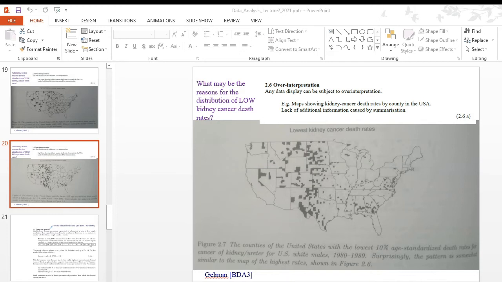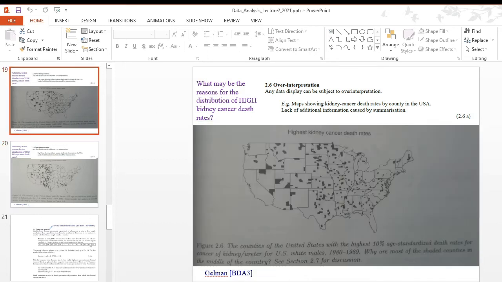Okay, this is a good example because it shows very clearly how people overinterpret this. As it happens, both of these maps look roughly the same. You've got counties in the west of the USA and in the Midwest of the USA, and relatively few counties on the coasts, in both the low death rate and the high death rate examples. So let's start off with high death rate.